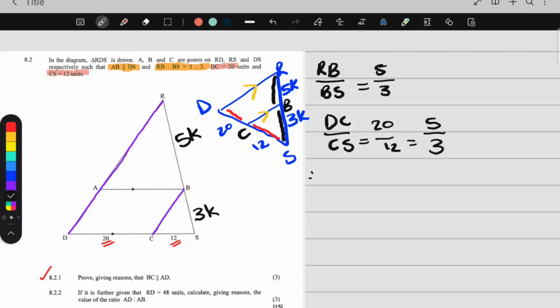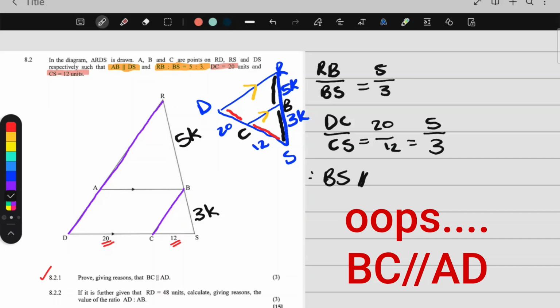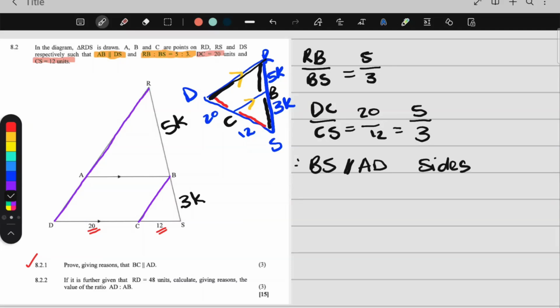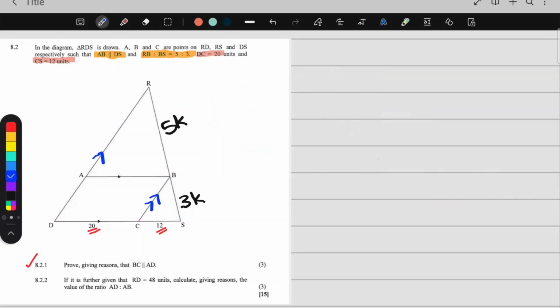So I'm just going to write that down. BC is parallel, and I can either say the whole line or just a small part of the line. So we had to prove that it's parallel to AD. And my reason is line parallel to one side of triangle. So I'm just going to fill that in. That is parallel to that. The next question is 8.2.2, and it says, it is further given that RD is 48 units. So this whole side is 48 units.